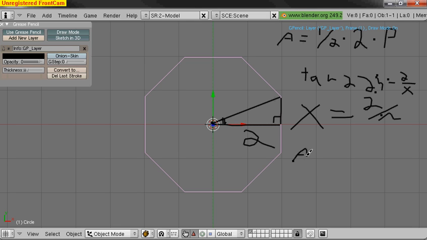This is how I like to do math, because I don't like to do a lot of work. I say A equals 1/2, well, 1/2 times 2 you don't even need to write, so area equals 2 divided by tangent blah blah blah. And that's the tangent blah blah blah.